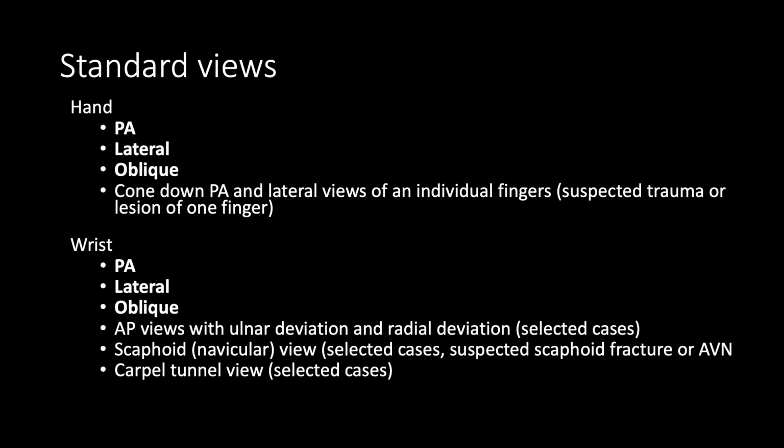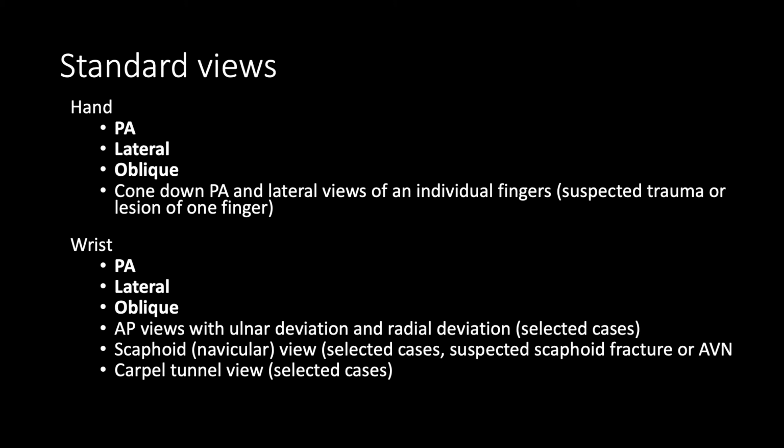Okay, so this will be the lecture on the wrist and hand radiographies, looking at the standard views to diagnose this area. So our standard views for the hand are the PA view, lateral view, and oblique view. Then occasionally, particularly with our carpal bones and views of individual fingers, they can cone down, or really focus on a certain area with your PA and lateral views of individual areas of the hand.